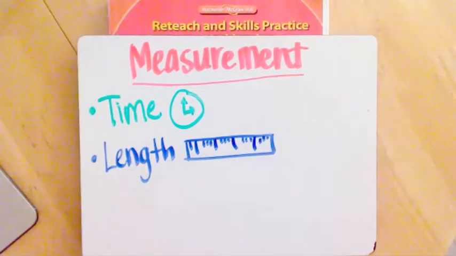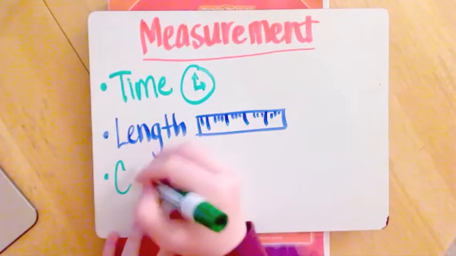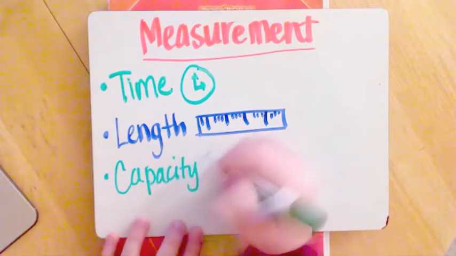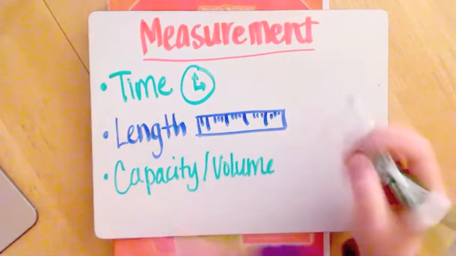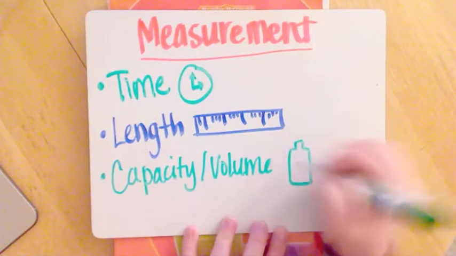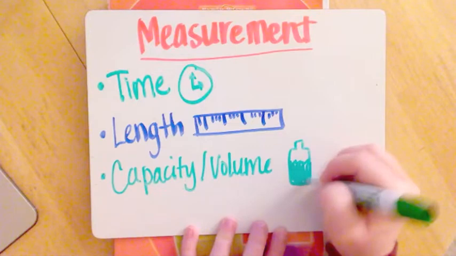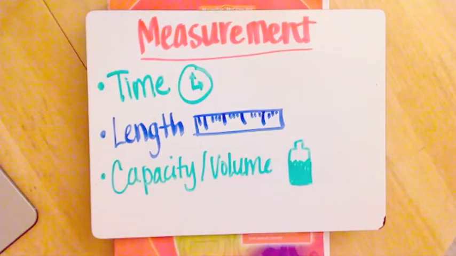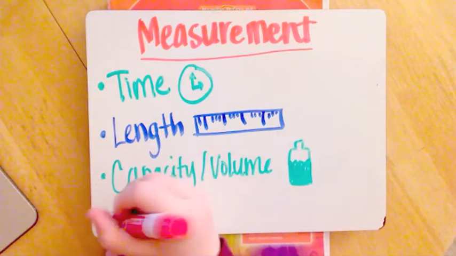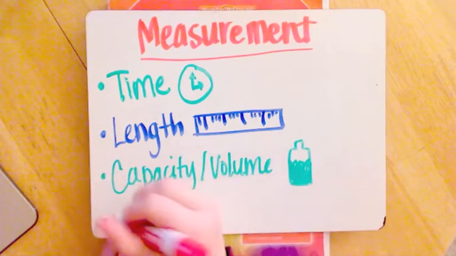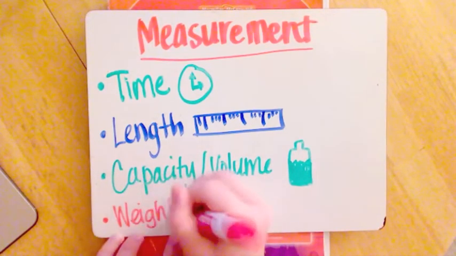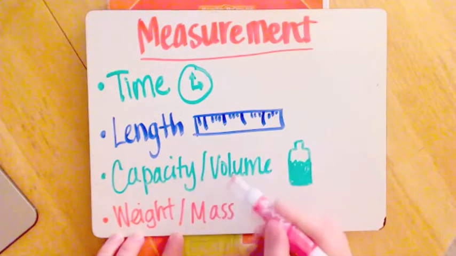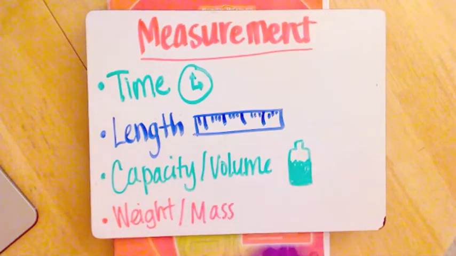My ruler. We have also measured capacity, volume. So here's my water bottle and how much water or liquid is inside. And now the very last one we are going to do today and tomorrow and Wednesday is called weight or mass. So some of these have two names because we're doing US customary measurements as well as metric.